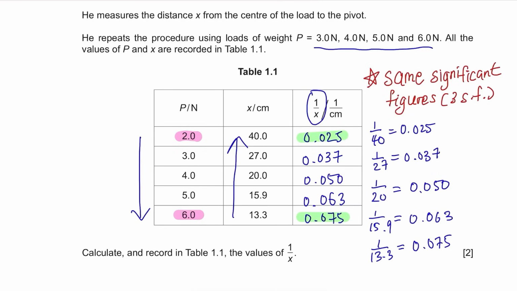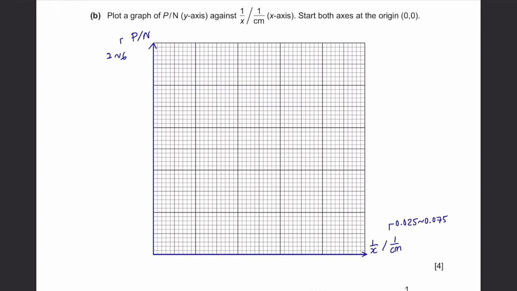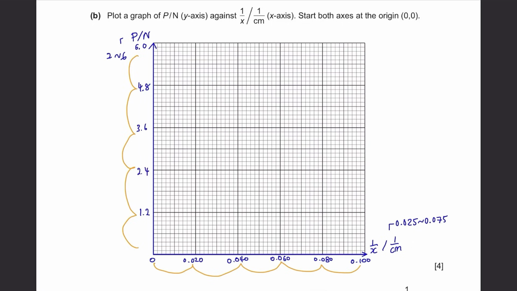to 6. For our scale on the x-axis, we have 5 big boxes here, so we can set one big box as 0.02. It's going to be 0, 0.020, 0.040, 0.060, 0.080, and 0.100. For the y-axis, we have 5 big boxes, so we can set one big box as 1.2. When we plot it, it's like this.